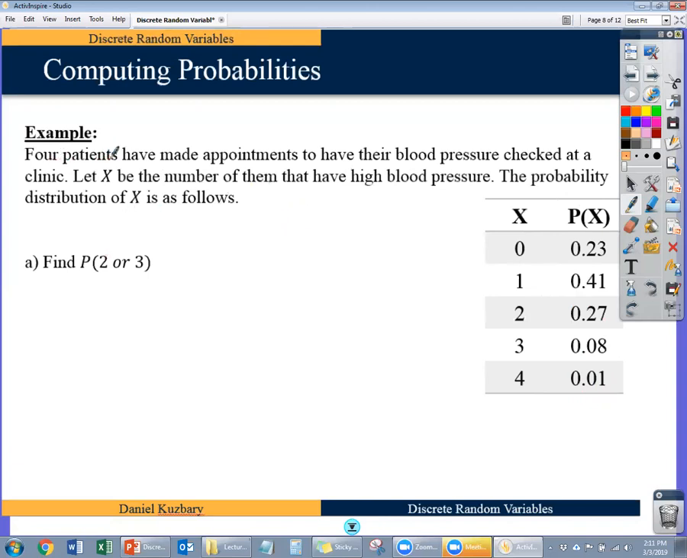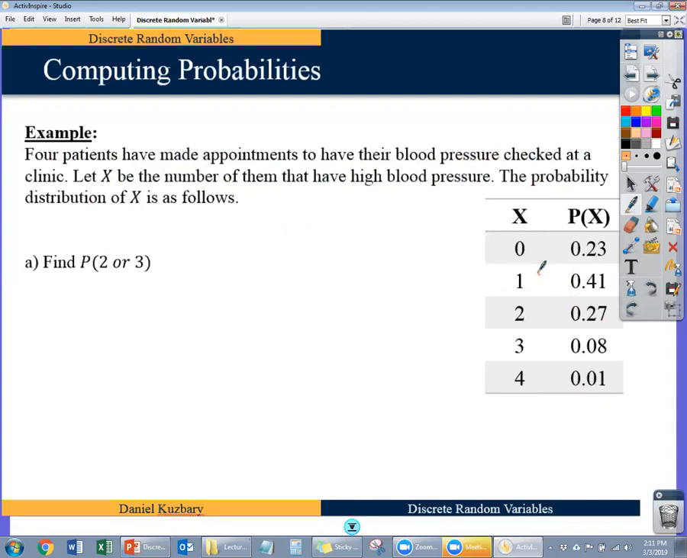This represents 4 patients that have made appointments to have their blood pressure checked at a clinic. Let X be the number of them that have high blood pressure. The probability distribution of X is as follows. So this would mean that 0 of the 4 patients have high blood pressure.